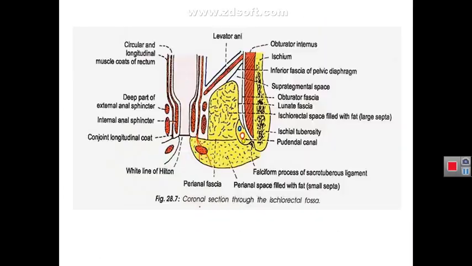Back to our figure. So the medial boundaries of the ischiorectal fossa are the anal canal, medially and below, and levator ani and inferior fascia of pelvic diaphragm, medially and above. While the lateral boundary is the lower part of obturator internus and part of the ischial tuberosity.